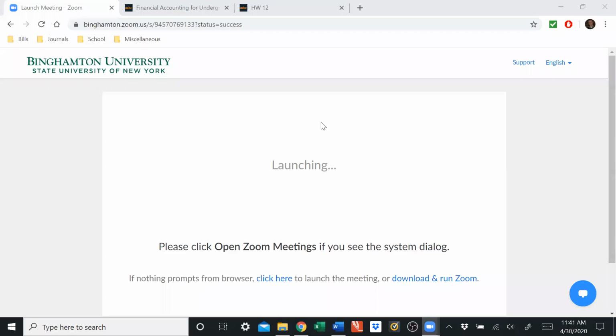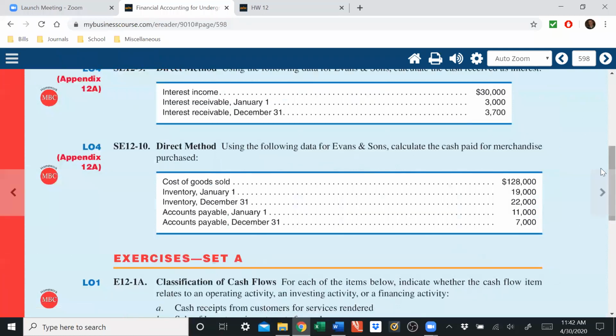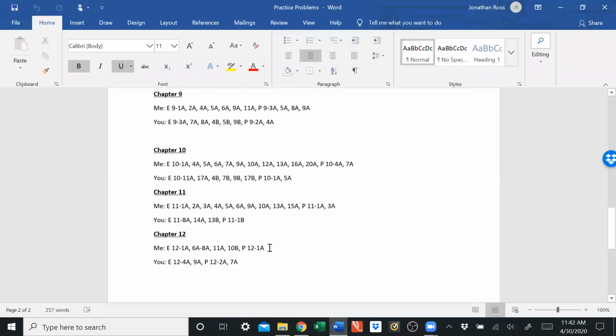Alrighty, I'm going to share my screen and we will be working. Here's the stuff we're going to try to work today. Hopefully we can get through most of these.